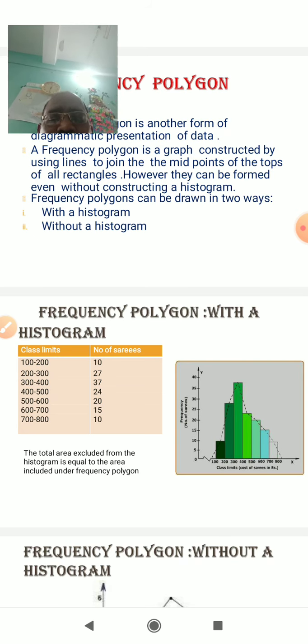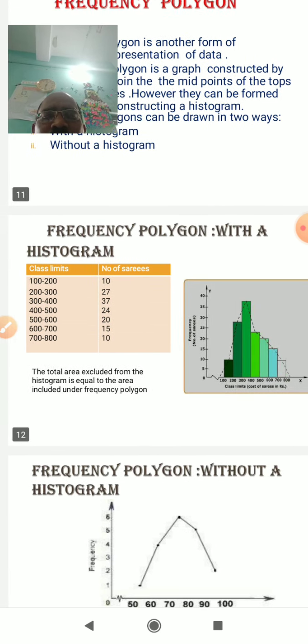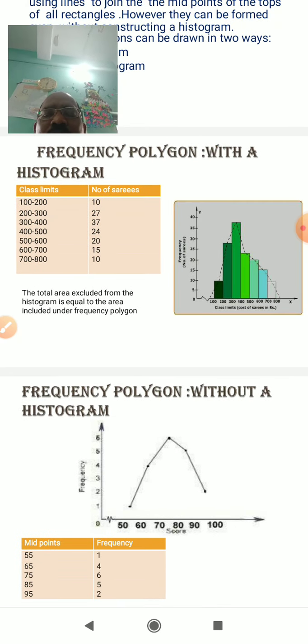Then coming to the frequency polygon without histograms. In this case, the midpoints are given and the frequencies are given. We should not convert the midpoints to class intervals. Directly you write midpoints 55, 65, 75, 85 and 95, and the frequencies 1, 4, 6, 5, 2. We have to construct the frequency polygon without constructing the histogram.